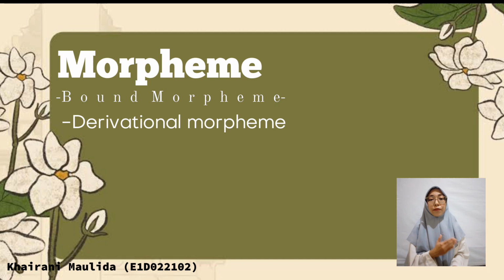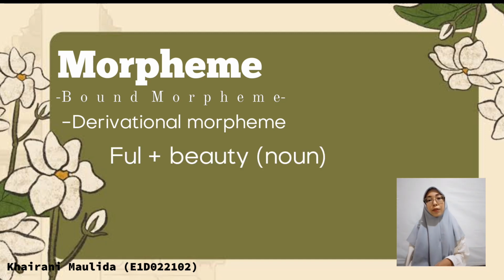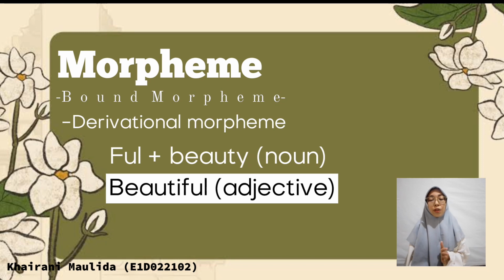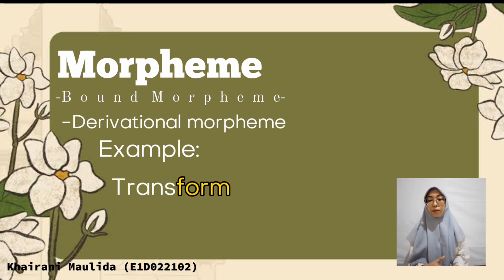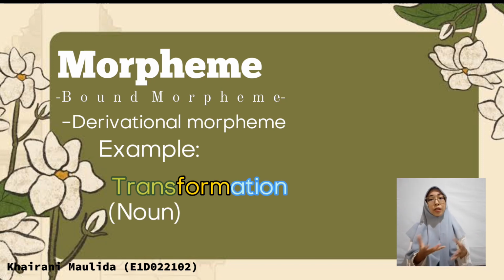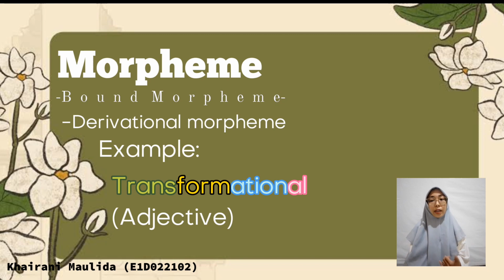For example, adding full to the noun beauty will change the word category into adjective. You can also add more than one derivational morpheme to a root word to create several different meanings. For example, the verb transform consists of the root word form and the derivational morpheme, the prefix trans. By adding the derivational morpheme ation as a suffix, transform becomes the noun transformation. But you don't have to stop there. By adding another derivational morpheme suffix al after ation, you can create the adjective transformational.